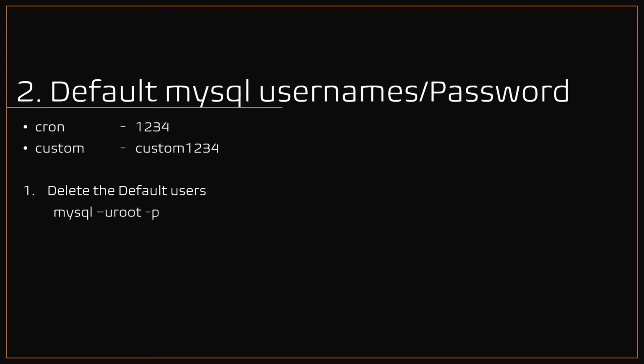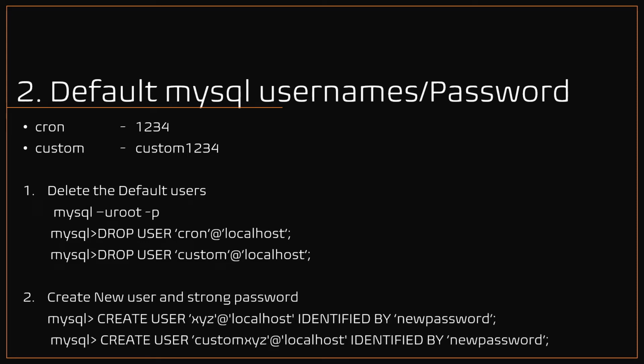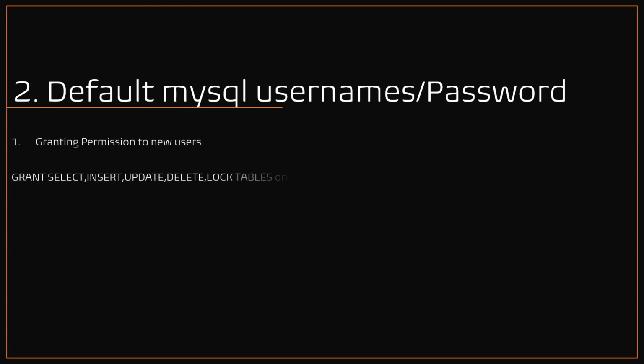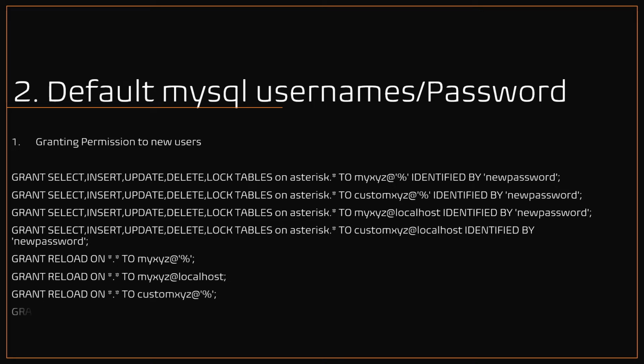So first, delete these default usernames by using the MySQL command drop under MySQL root login. Next, create a new MySQL user with a complex password using the MySQL command create, as shown here. Next, we need to provide the necessary permission to the new users for the DB asterisk. Grant is the MySQL command used to give permission. I have provided these commands in this video description. Just replace the username and password.